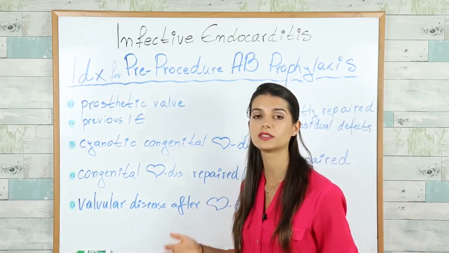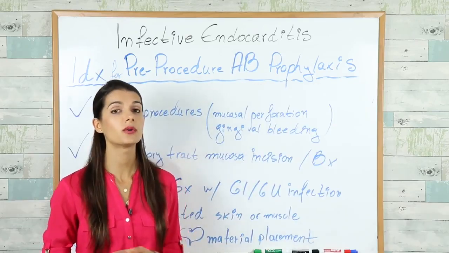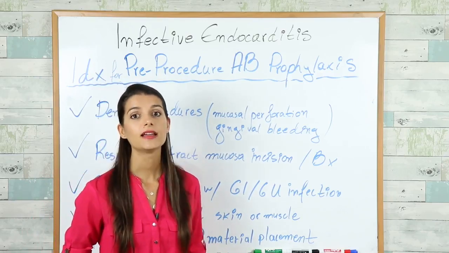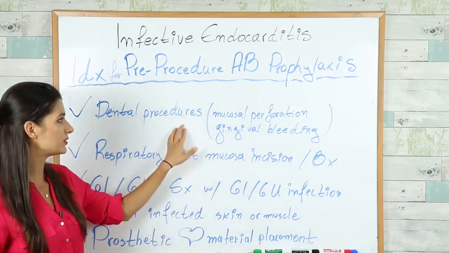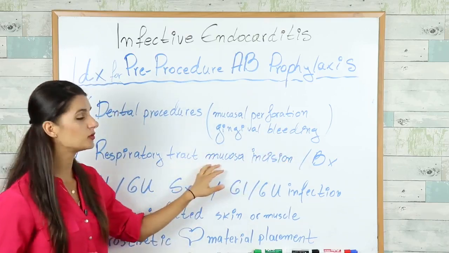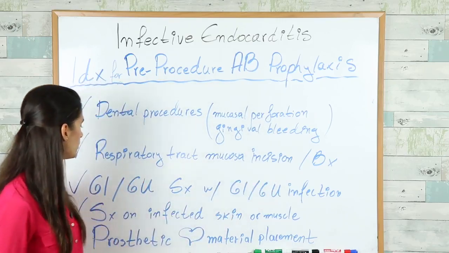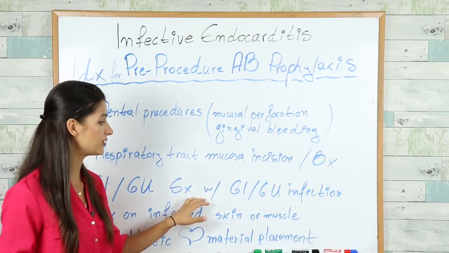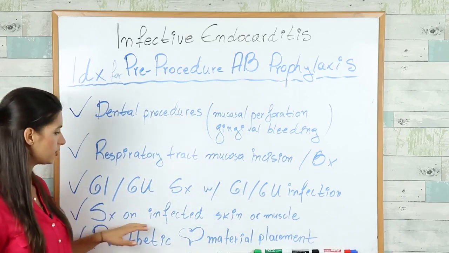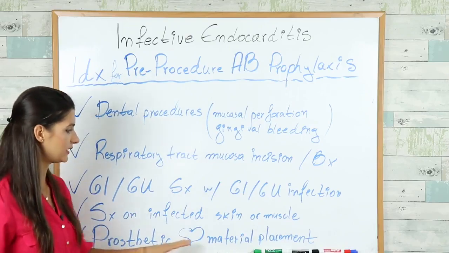So let's see now what the high-risk procedures are. If the patients that we just mentioned are undergoing any of the following procedures, then they need pre-procedure antibiotic prophylaxis. The procedures are these: dental procedures with mucosal perforation and gingival bleeding, respiratory tract mucosal incisions and biopsies. Basically, when there is bleeding, there is high risk. Also GI and GU surgeries in patients with GI and GU infections, patients having surgery on infected skin or muscle, and patients who have to get implanted prosthetic cardiac material.